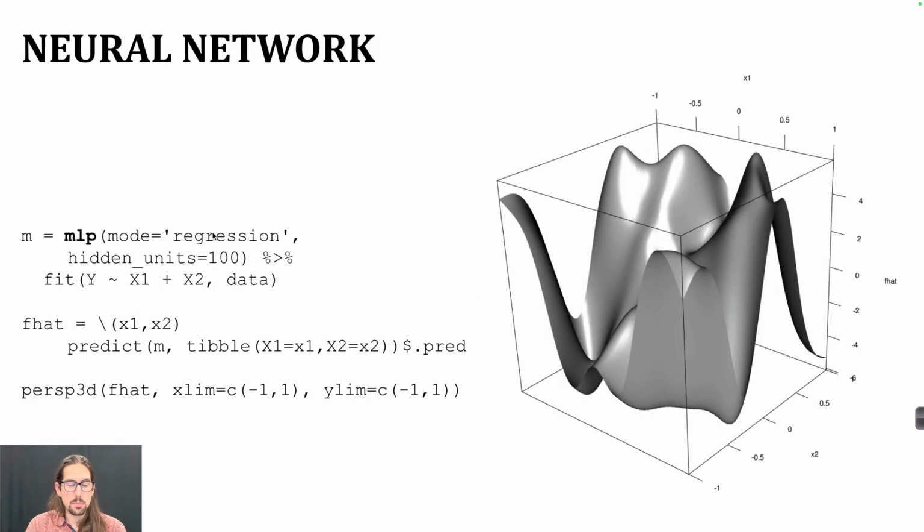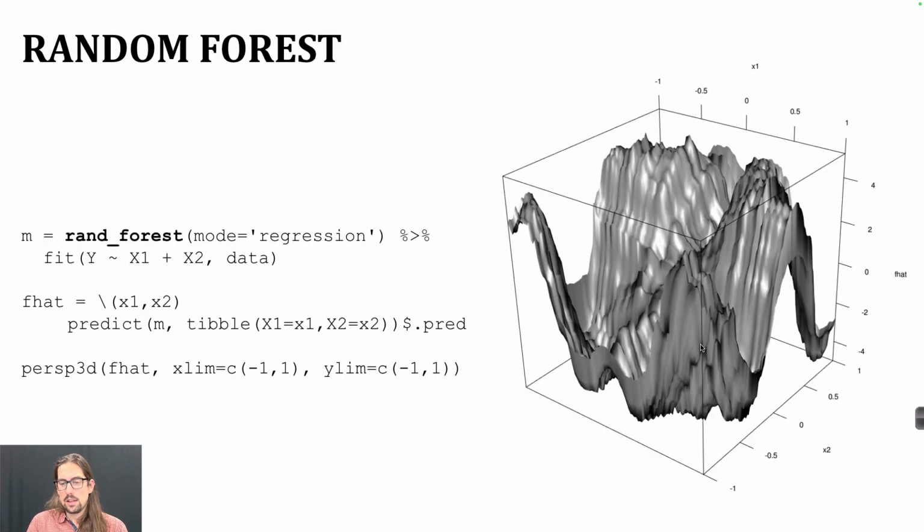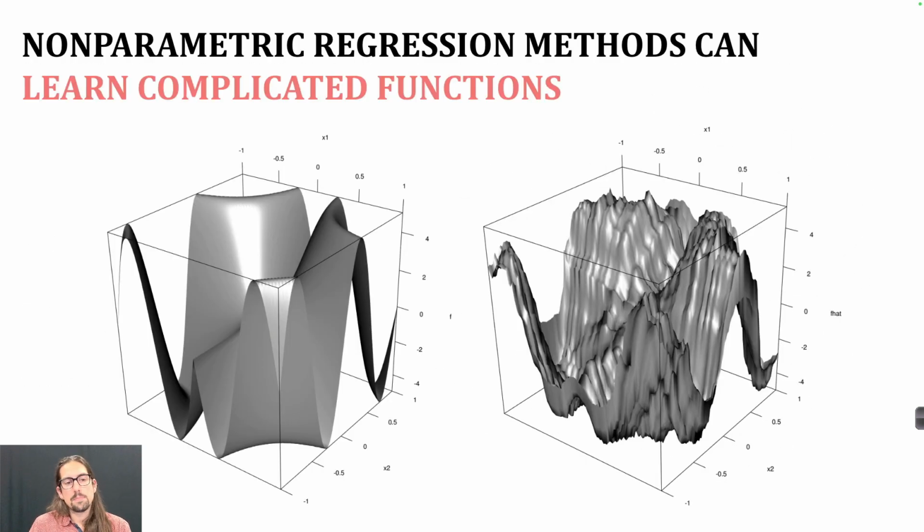Here's another example. This is not a random forest. This is another nonparametric regression method called a neural network. MLP is how you do this in tidymodels. Also awesome. Very good. Much, much better than this, of course, or even this. So the point is that these nonparametric regression methods can learn very complicated functions with basically no user input.